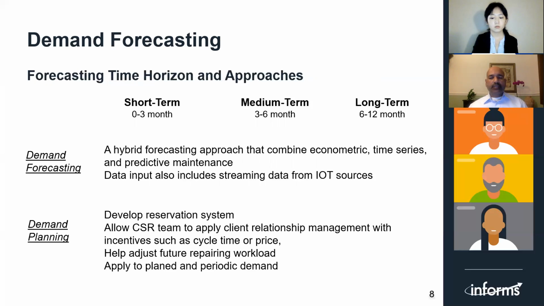The other aspect of demand is the time horizon: short-term, medium-term versus long-term. The approach we have taken is a more hybrid forecasting approach. And for demand planning, I mentioned a little bit about the reservation system that helps the customer service agents manage the demand better, adjust their future workloads, and shift the demand where possible.